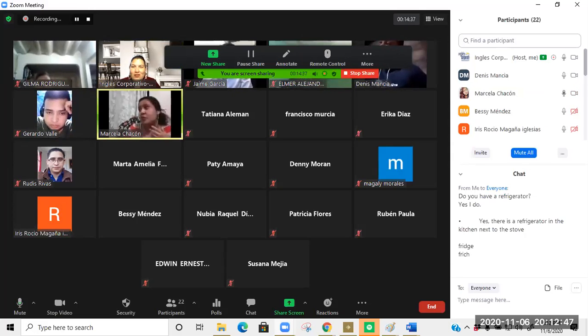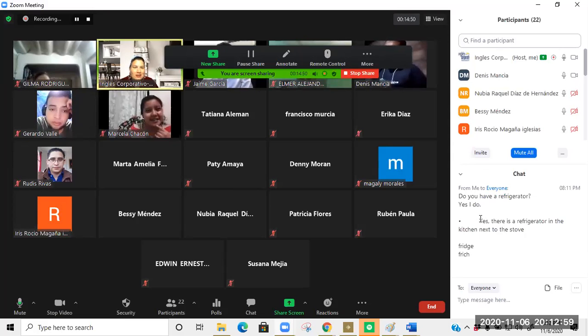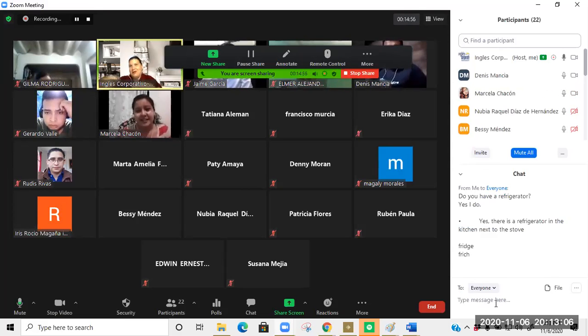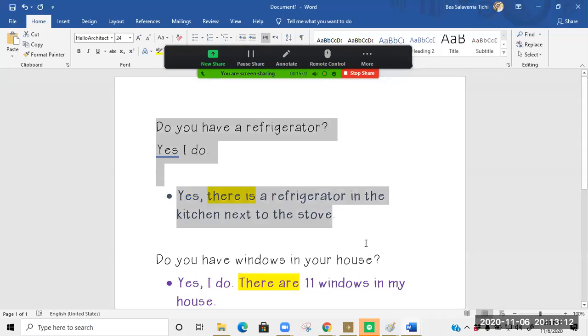Next to cooking. No. La cocina. Sí, pero a la par. Ajá. Next to the stove. A la cocina le decimos next to the stove. Aquí está en el ejemplo que les mandé en el chat. Next to the stove. Okay, stove es cocina, ya, para cocinar. Okay, very good. Okay, good job. Let's go with another example.